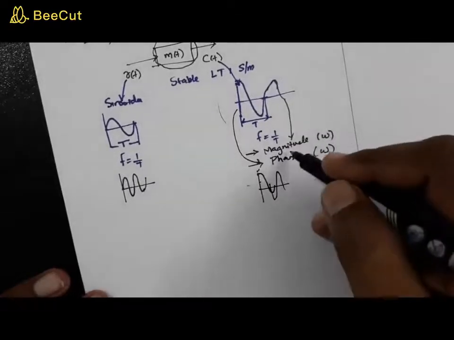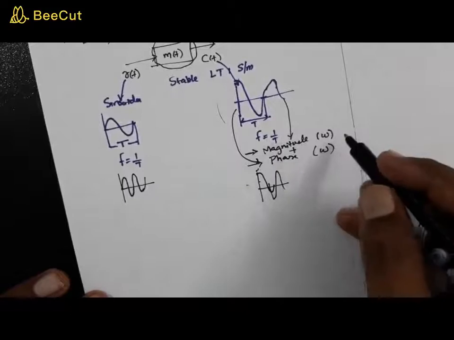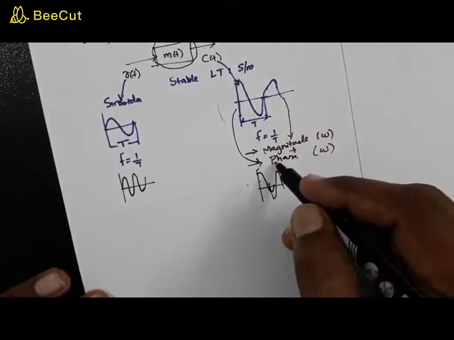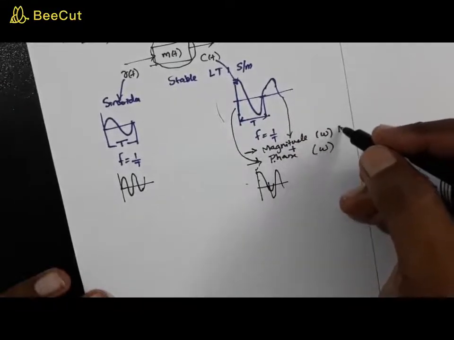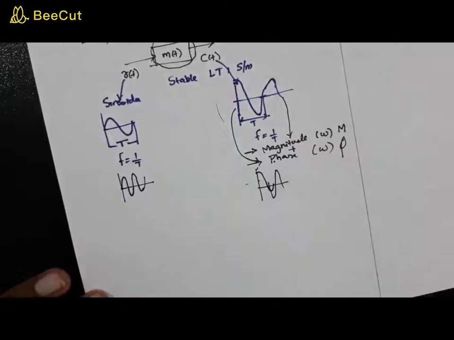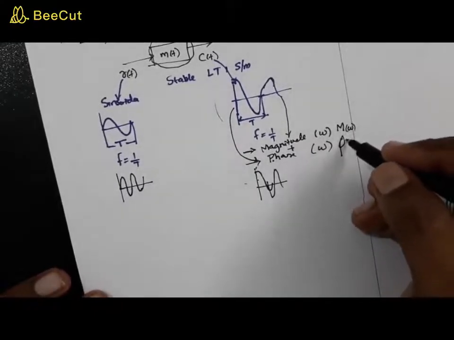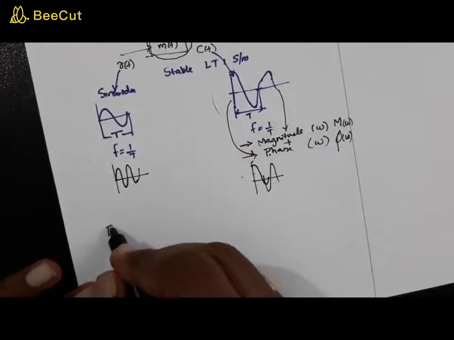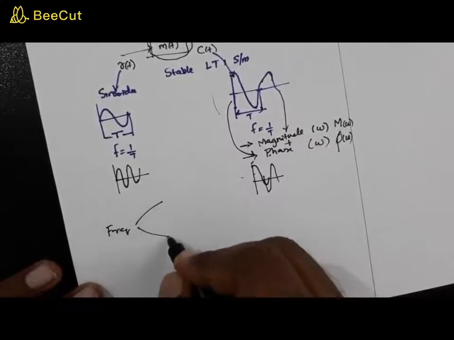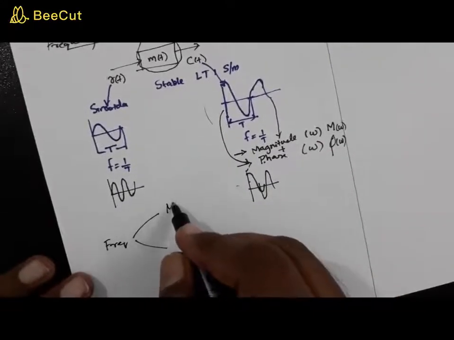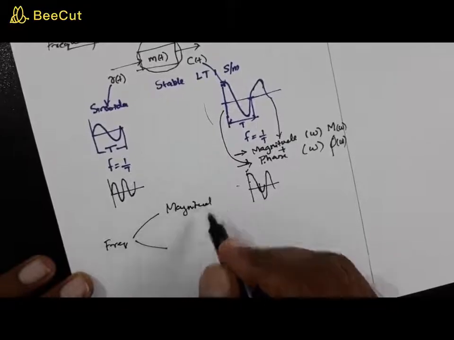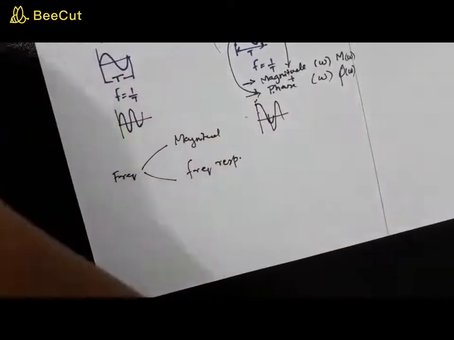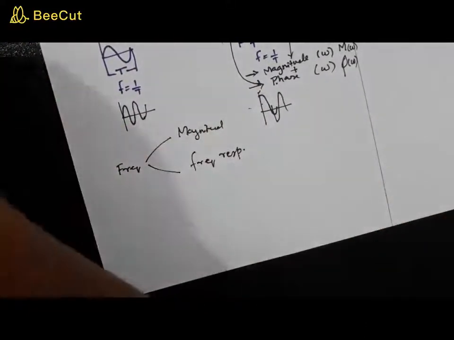So you can call this the magnitude response, the magnitude of the response, and there is a phase. We'll be representing these by M and phi, so this is M of omega, this is phi of omega. So this frequency response can be divided into two, that is the magnitude response and the phase response. Okay, now coming to a bit more generalized, I'm going to generalize this again.